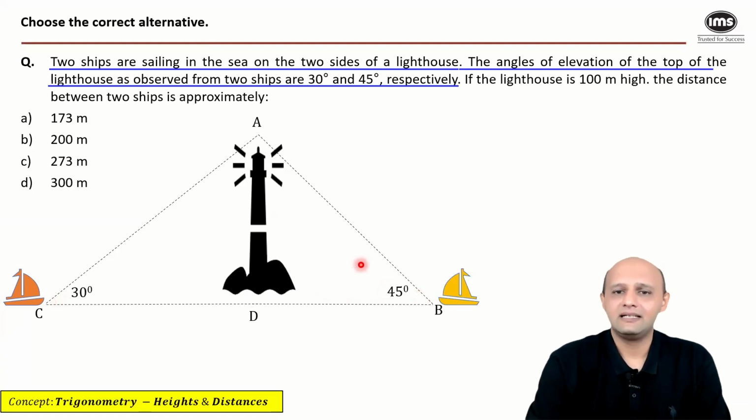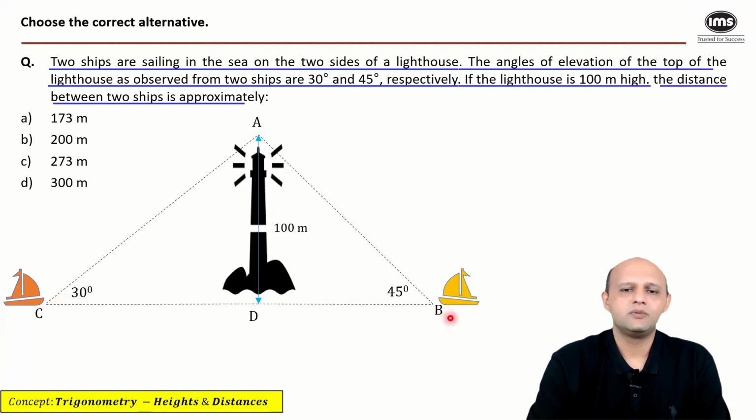Now, the lighthouse is 100 meters high. So the height of the lighthouse is mentioned. This is 100 meters. The distance between 2 ships is approximately equal to. So basically what is he asking you to evaluate? BC is the distance that he's asking you to evaluate. Right? How will you do that?